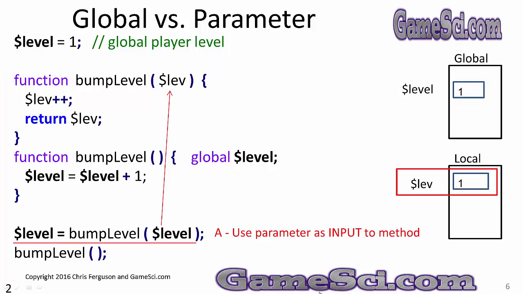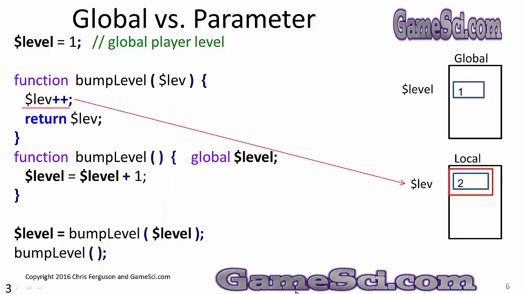Option A, use a parameter as input to the method. Bump level is going to jump me to the next level. It's going to move me from level 1 to level 2. Let's send $level, the global variable, as a parameter to bump level. And as you can see, it made a copy. Parameters are copies. They're not the original variables. $lev has a copy of level. That one gets copied down to this second variable. Got that? Lev is a completely different variable. Now I sent a copy. I'll change the value of the copy.